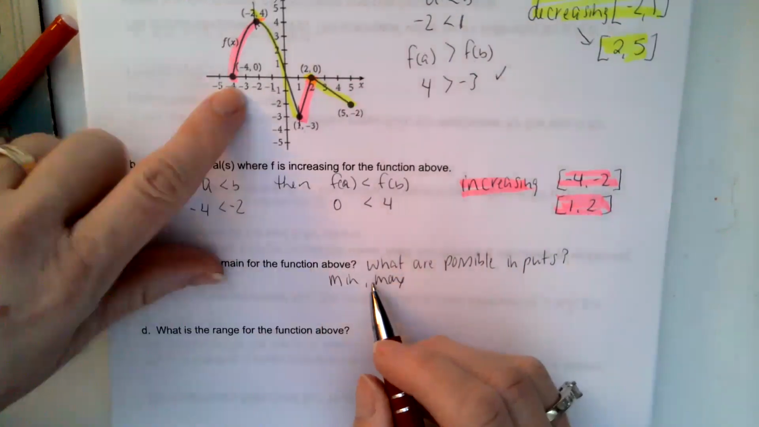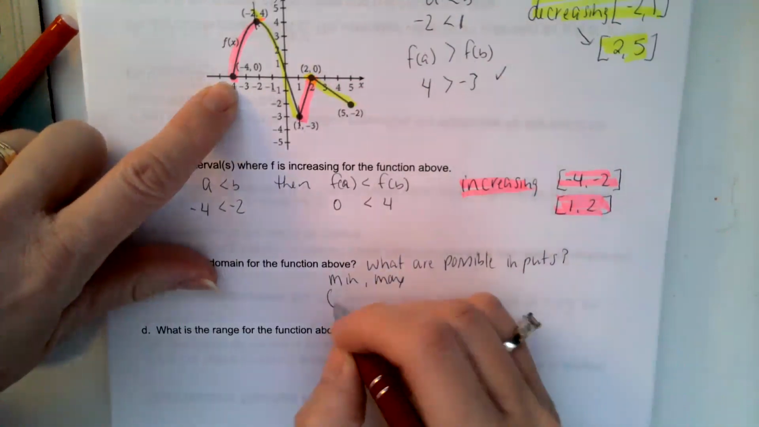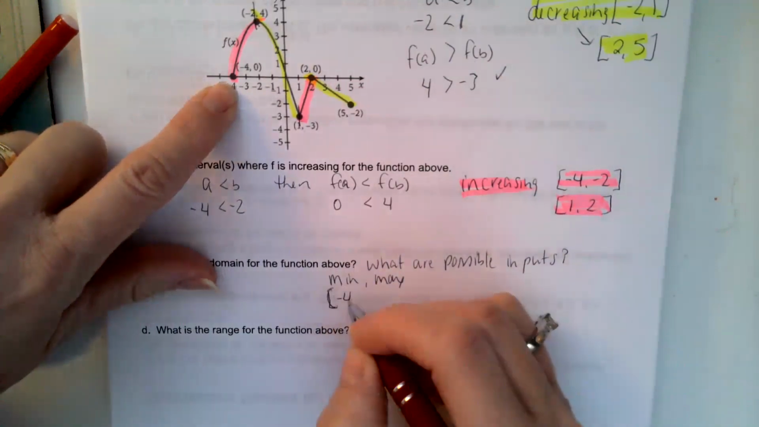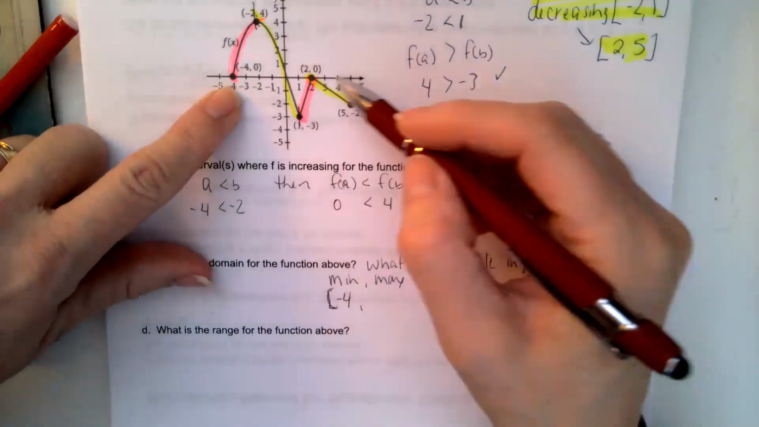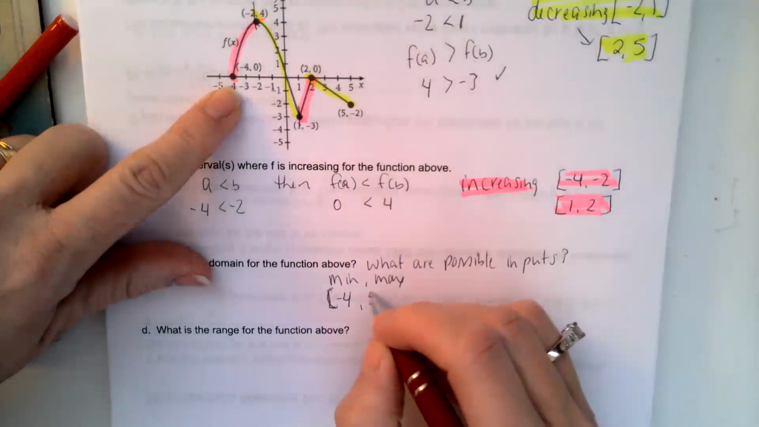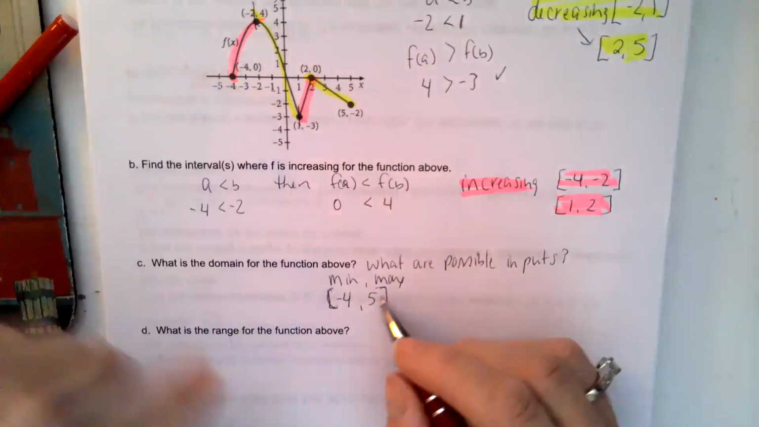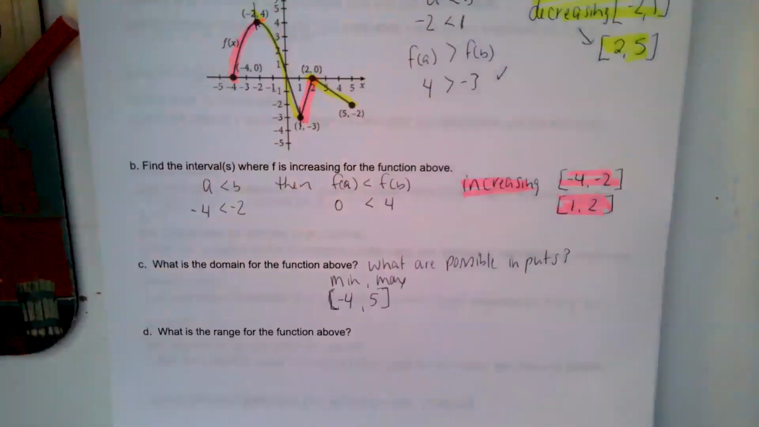So the min is -4. And I'm going to put a bracket around it because it's a solid circle. It can equal -4. And the largest x it can be is +5. And that also gets a bracket because it's got a solid circle.